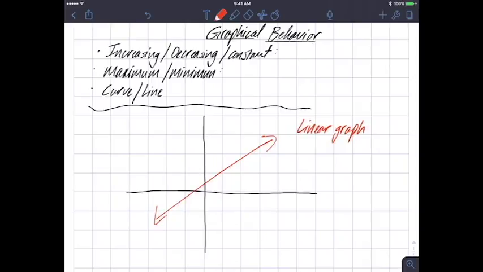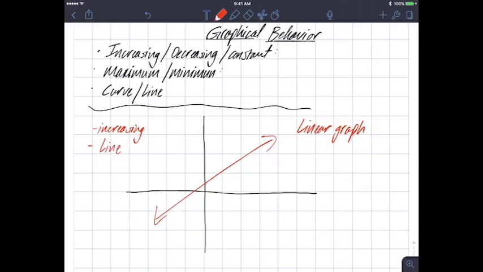Now, from this linear graph, what can we tell? Is it increasing, decreasing, or constant? So it is increasing. We can tell right away. Does it have a maximum or minimum? No, it has neither, okay? And I'll give you an example of one that has some. Is it a curve or a line? It's a line.